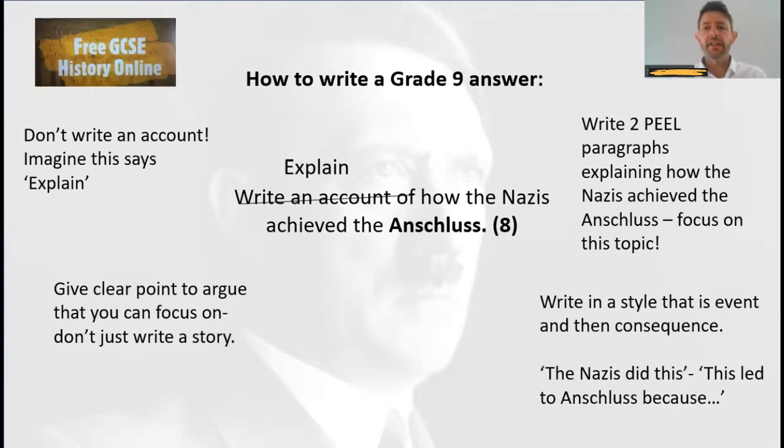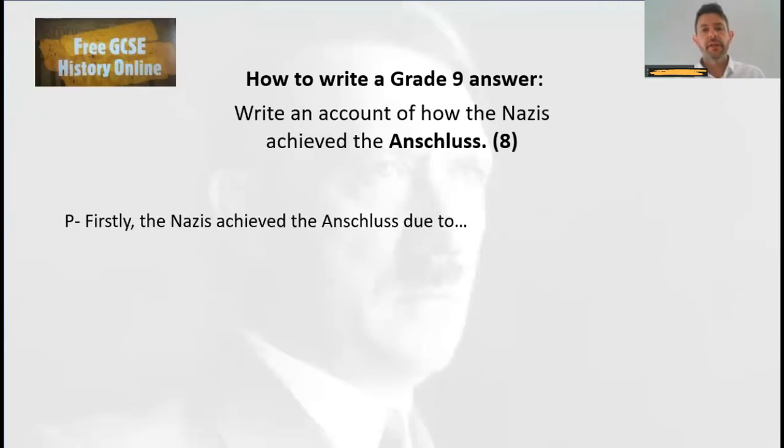Write in the style of an event for your evidence and then consequence for your explanations. So you'll make your point, you'll then give the evidence, the Nazis did this, and then you say, explaining, this led to the Anschluss because. So in that sense, it's writing a narrative because you're looking at events, but it's event then consequences to explain your answer. So how does this work then?